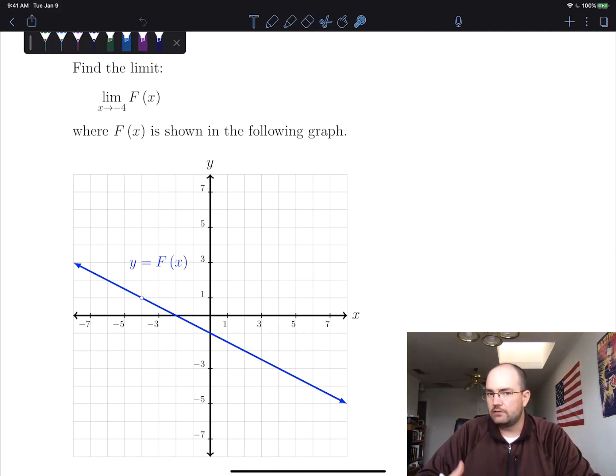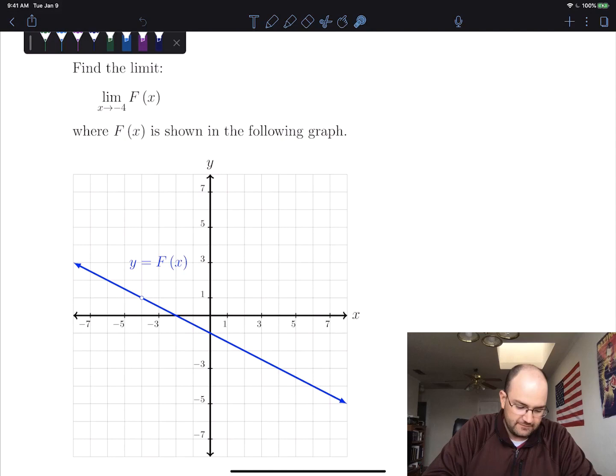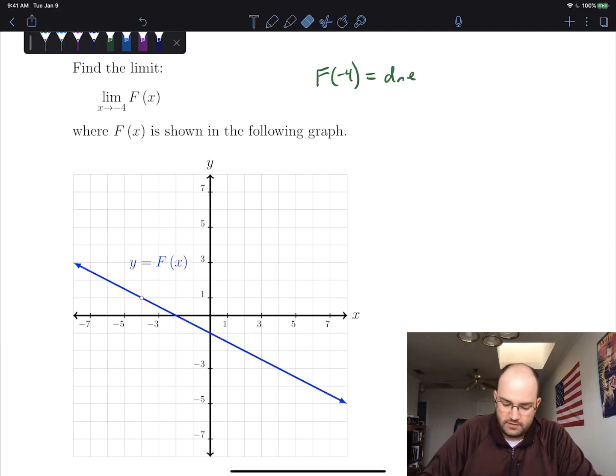Except that this isn't exactly a line because at the x value of -4 here, this y value at 1 has a hole. And because there's a hole in the graph at x equaling -4, that means that this function is actually undefined at -4. In other words, if we plug in the x, f of -4 does not exist. It is an undefined value.